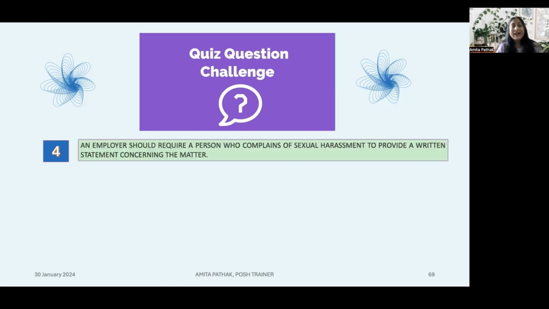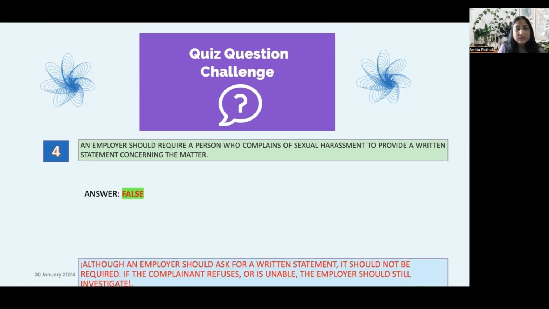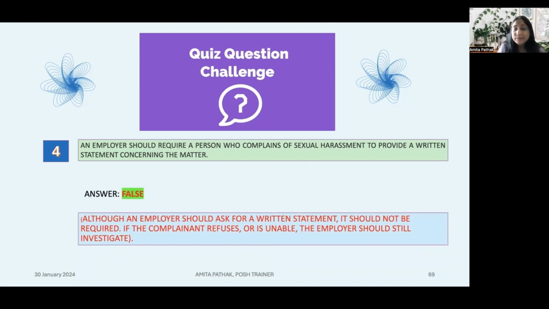Next, an employer should require a person who complains of sexual harassment to provide a written statement concerning the matter. So what should be the answer? The answer is false. Although an employer should ask for a written statement, it should not be required. If the complainant refuses or is unable, the employer should still investigate the matter.